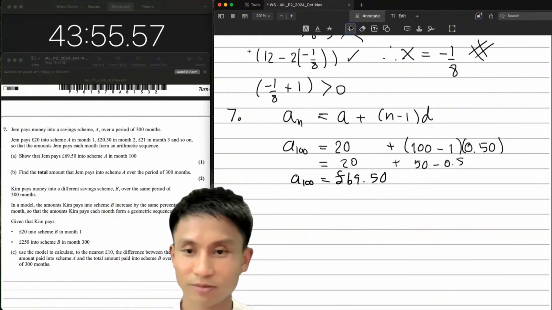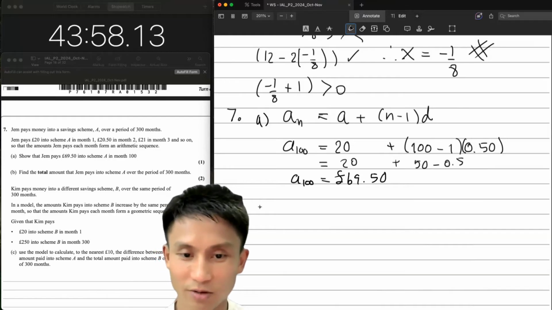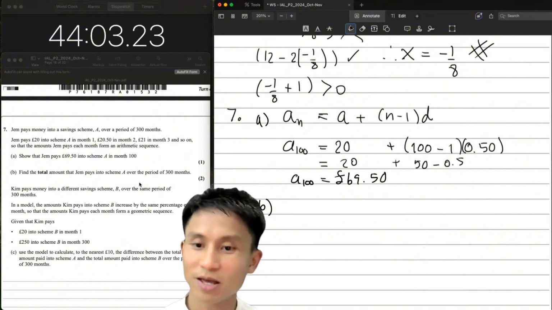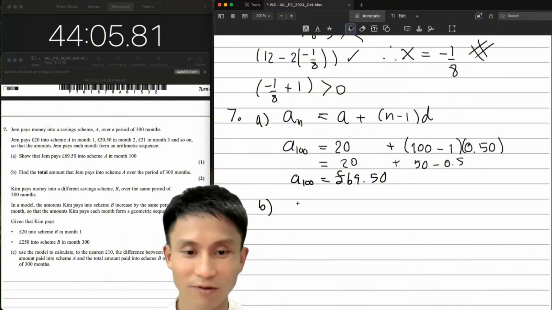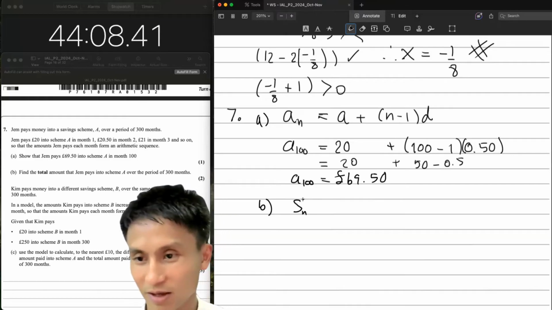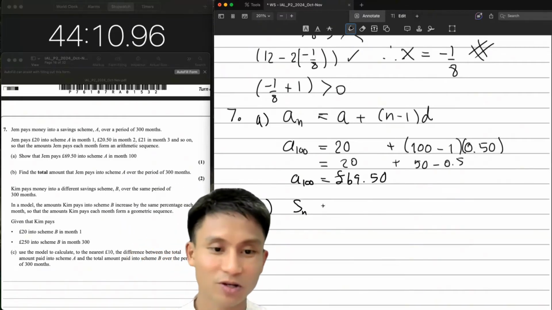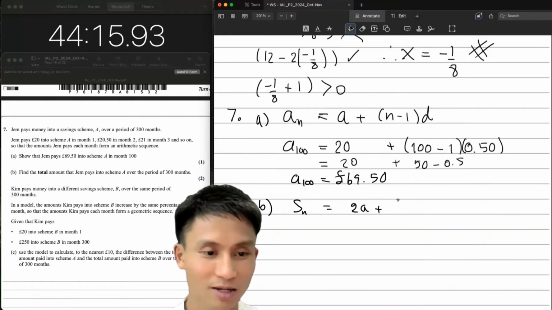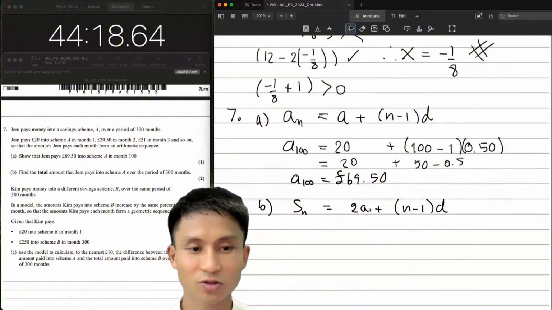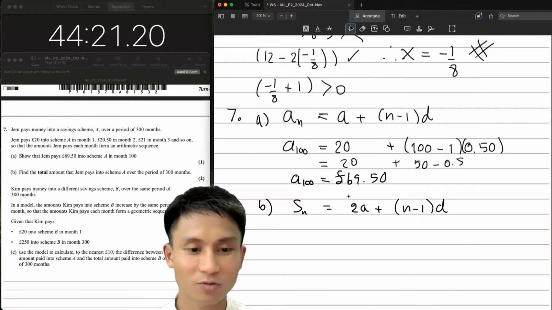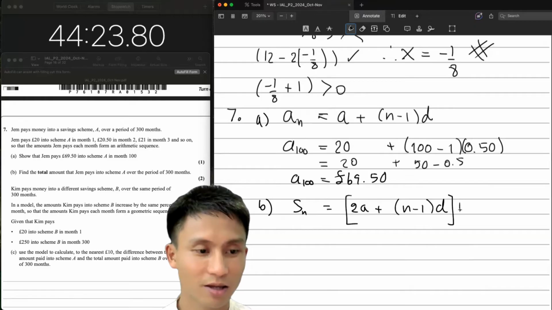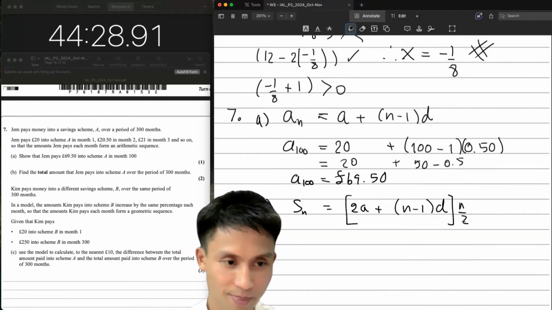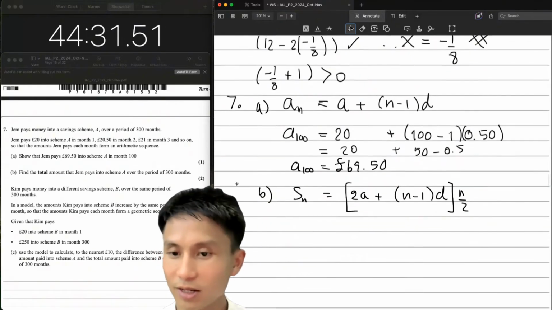Okay. All right. Haven't used money in pounds for a while, but anyway. Find the total amount that Jem pays into scheme A over the period of that. Total means we need to find the sum of the series. Okay, so that's S_n. You can check the formula sheet, but I think I can remember that. So it's going to be 2a plus (n minus 1)d, and then this will be multiplied by n over 2, right? So that's the formula.